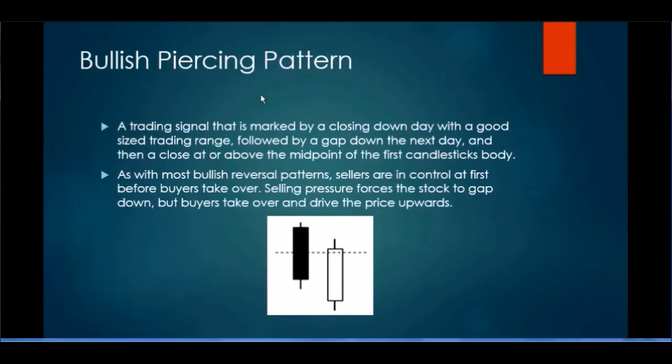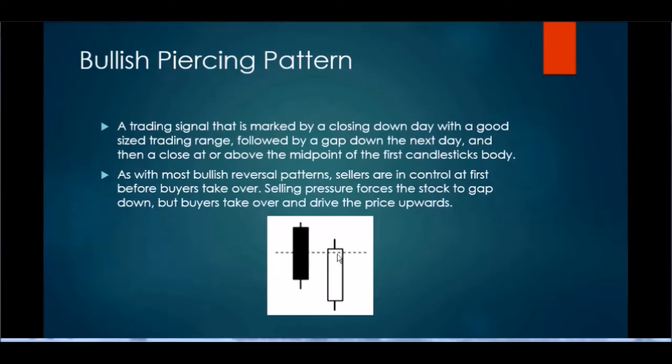Let's look at the bullish piercing pattern. So the bullish piercing pattern is a trading signal that is marked by a closing down day with a good size trading range. Okay, you have a nice big real body and you have a good size trading range, followed by a gap down the next day, okay, similar to the bullish engulfing, and then a close at or above the midpoint of the first candlestick's body. Okay, so it gaps down, but it closes at or above the midpoint.